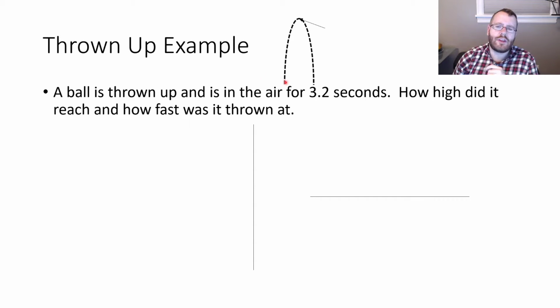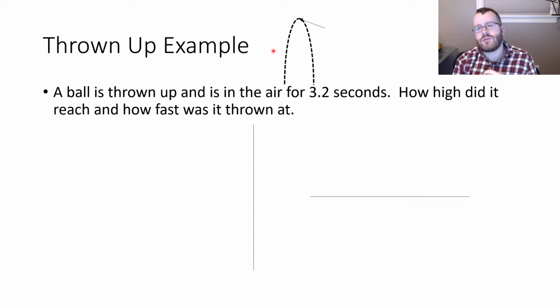Let's say that we have an object that is being thrown up into the air and back down. And up at the top, we have the apogee. Let's say that that object was in the air for 3.2 seconds. We have a couple of questions: how high did it reach and how fast was it thrown.